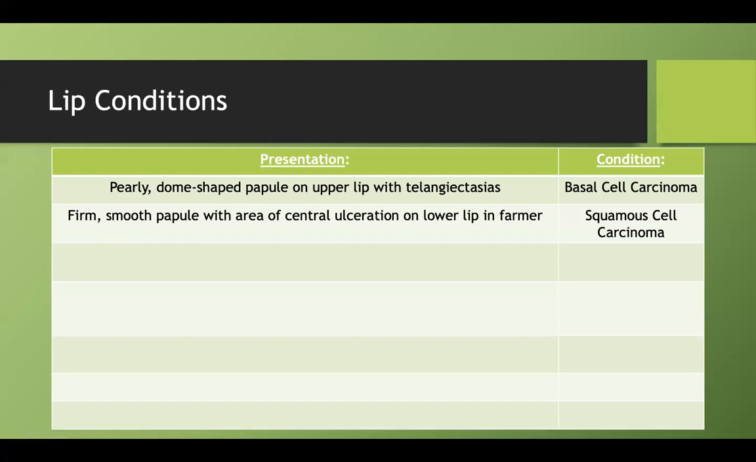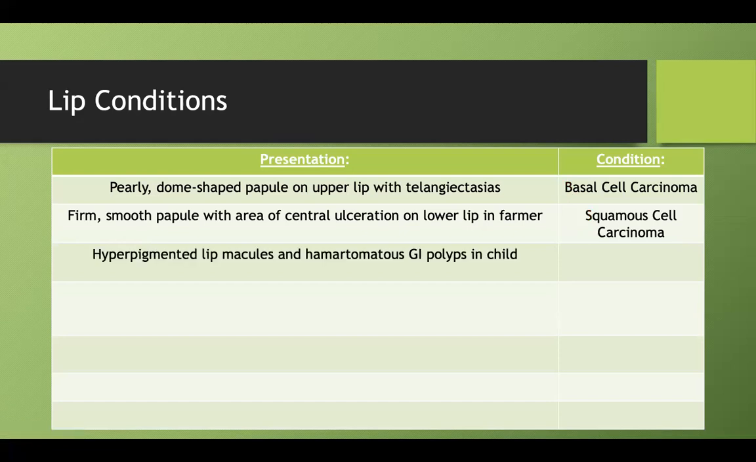And a mnemonic you'll hear about how to remember which one's upper and which one's lower is that learning the lip condition cancers is just kind of BS, where B is basal cell on the upper lip, and S will be squamous cell on the lower lip.